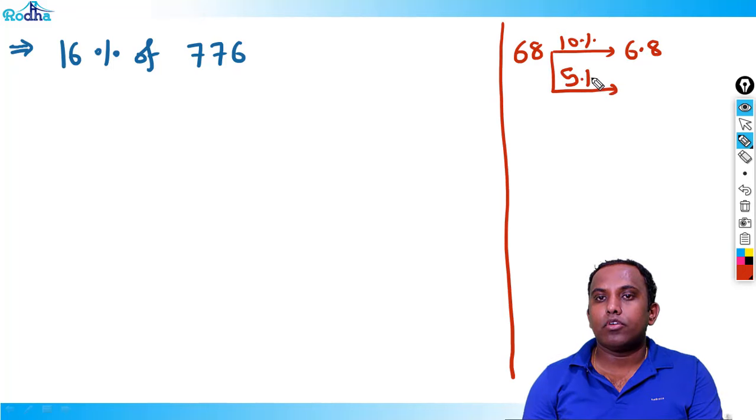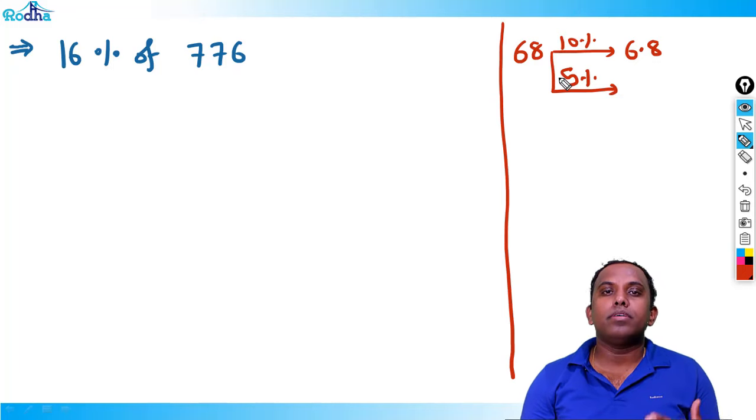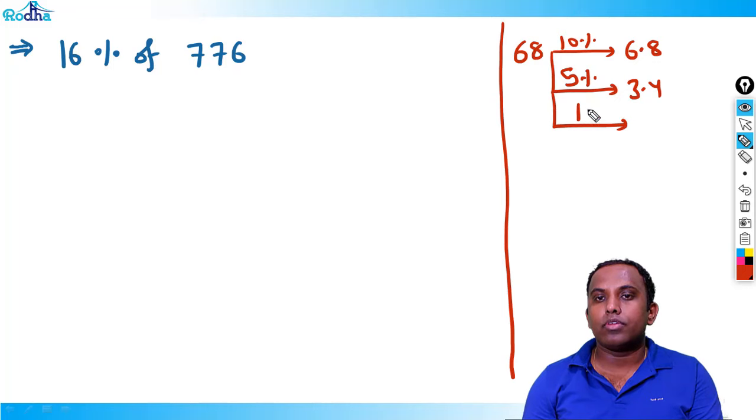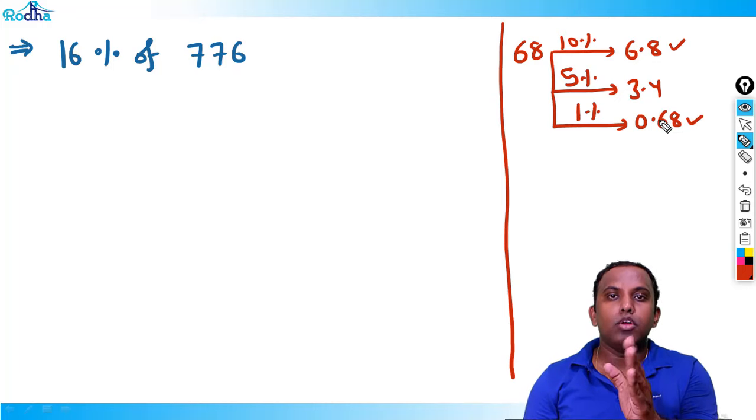What is 5% of 68? To calculate 5%, calculate 10% and make it half. 10% of 68 is 6.8, and half of it is 3.4. What is 1% of 68? It is 0.68. For 10%, move one decimal; for 1%, move two decimals.